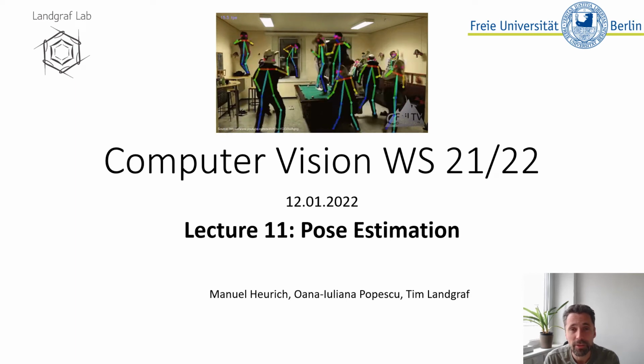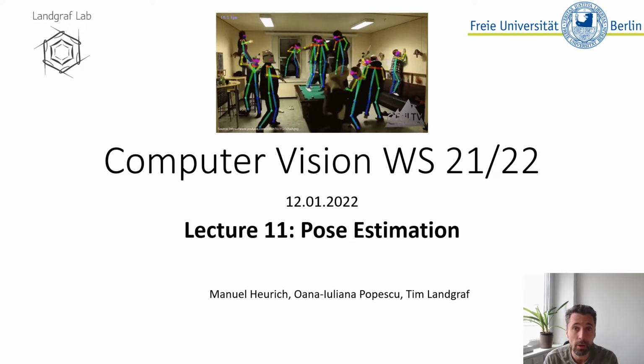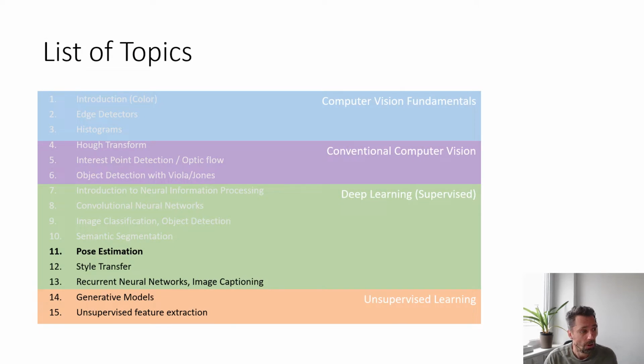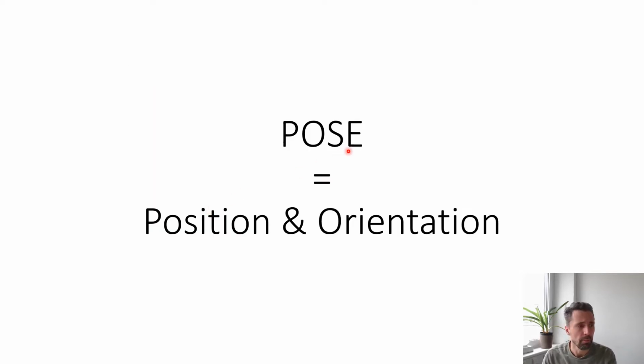Welcome everyone. This is computer vision lecture number 11 on pose estimation. Pose estimation is the last of the classical computer vision tasks in this block. Style transfer and image captioning is a little, let's say, off the classical track of tasks in computer vision. So let's have a look at pose estimation.